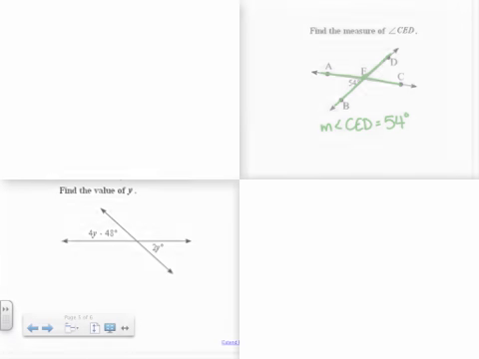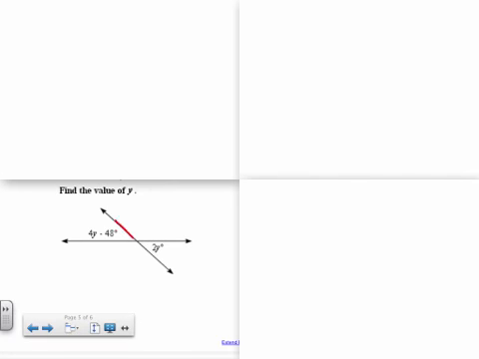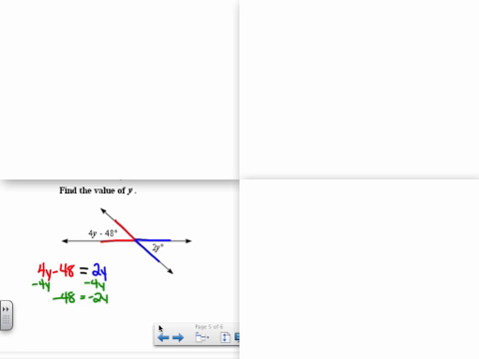The next problem requires a little bit more algebra. I can see that these are both vertical angles, so I know that they're congruent. That means their measures have to be equal. So if I set the expressions equal to each other, then I'll just solve it. 4y minus 48 is one angle, and 2y is the other. So my equation will be 4y minus 48 equals 2y. Subtracting the 4y from both sides leaves me with negative 48 equals negative 2y. Dividing both sides by negative 2 leaves me 24 equals y.